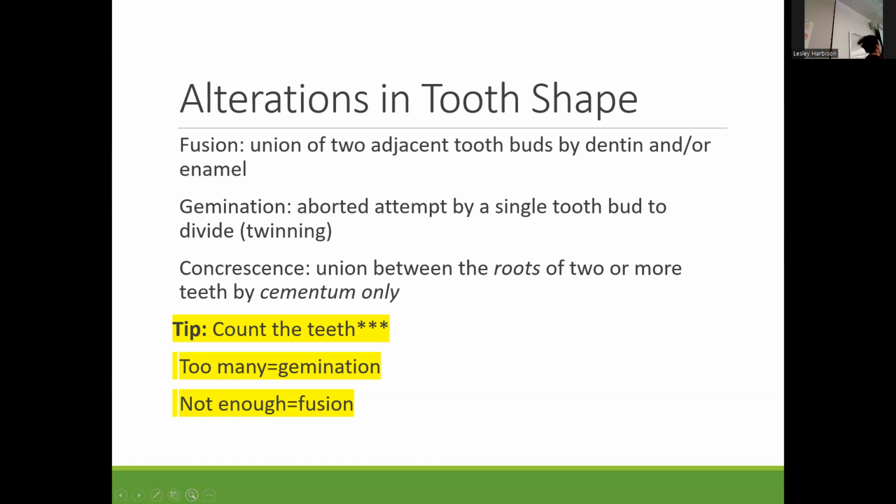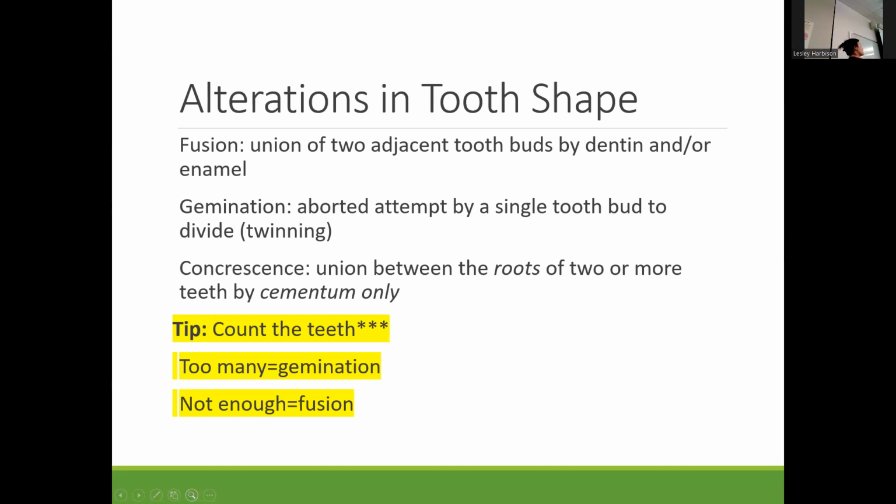For gemination, what was that? Yeah. So fusion is two teeth. You've got two teeth that want to come together. Usually it looks like one really big tooth, and you're going to have fewer teeth than you would expect to see.